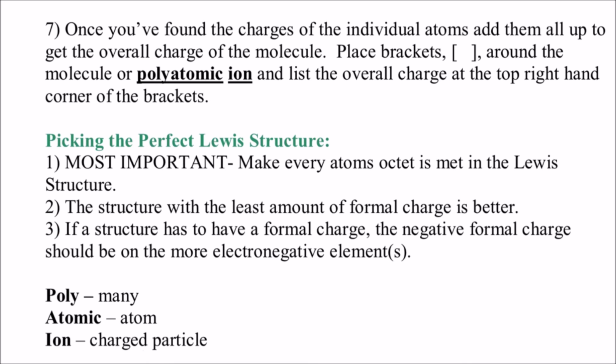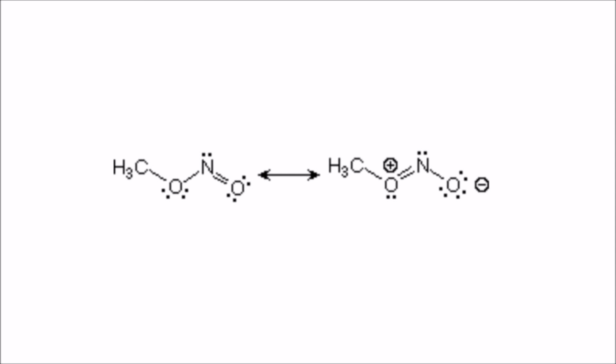Step 3. If the structure has to have formal charge, then the negative formal charge needs to be on the more electronegative elements. Okay, so for example, you would want a -1 charge or something to be on an oxygen rather than being on a carbon, because oxygen is more electronegative than carbon is. So you want the negative formal charge to be on the more electronegative element. Okay? Okay, let's see if we can practice that a little bit.